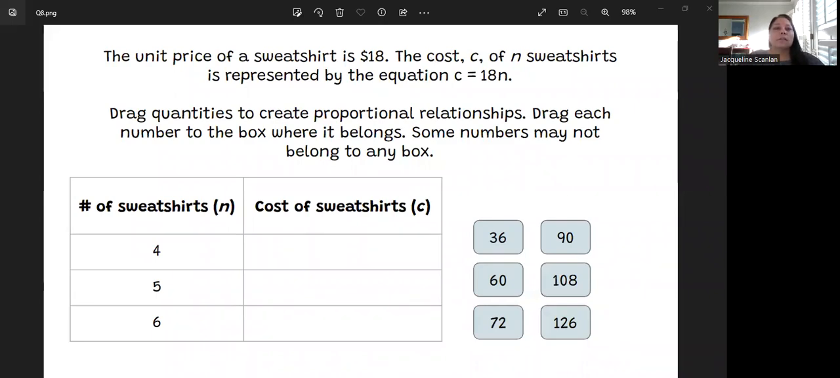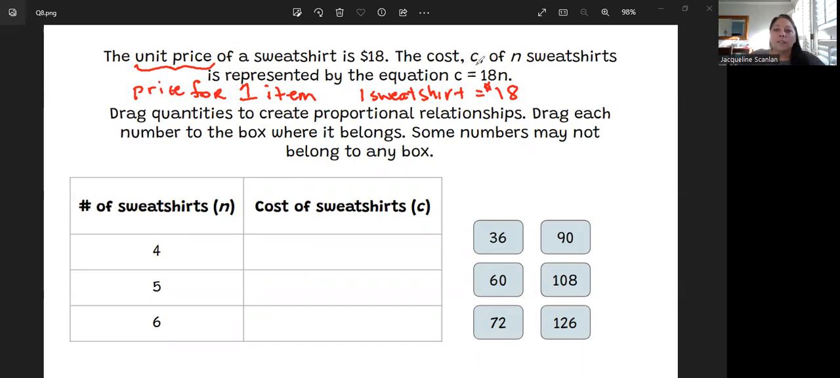This one says, the unit price of a sweatshirt is $18. Remember, unit price means the price for one item. So when you see that a unit price for a sweatshirt is $18, that means that one sweatshirt is $18. Right, that's what a unit price means.